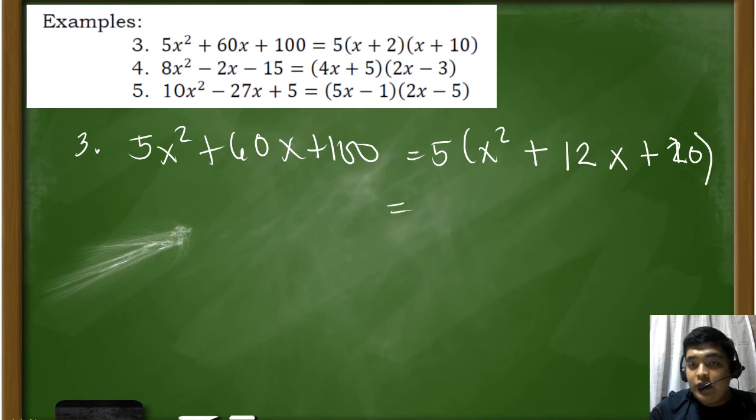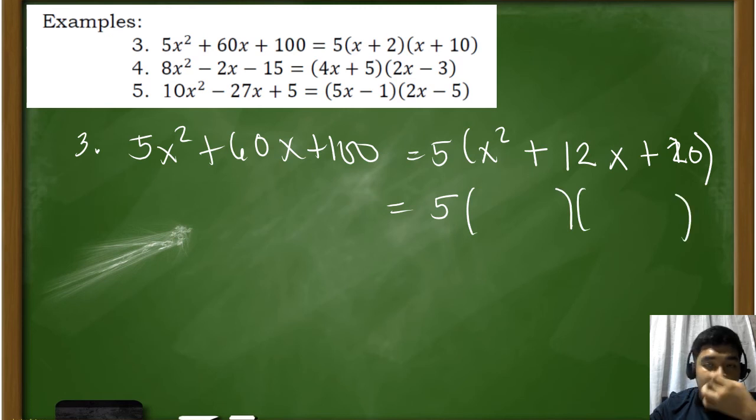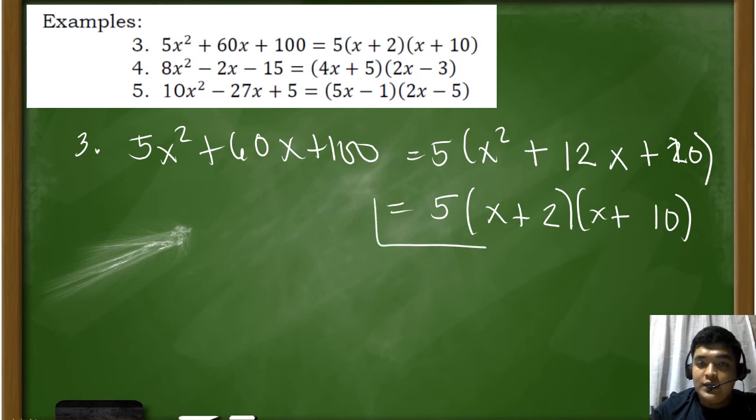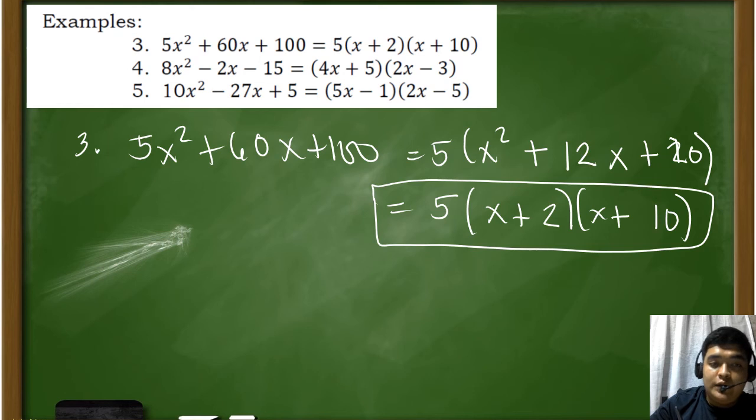Okay, then factor inside. So that is 5. What are the factors of 20 that add up to 12? That is 10 and 2. That is x plus 2 and x plus 10. Okay, that's number 3.